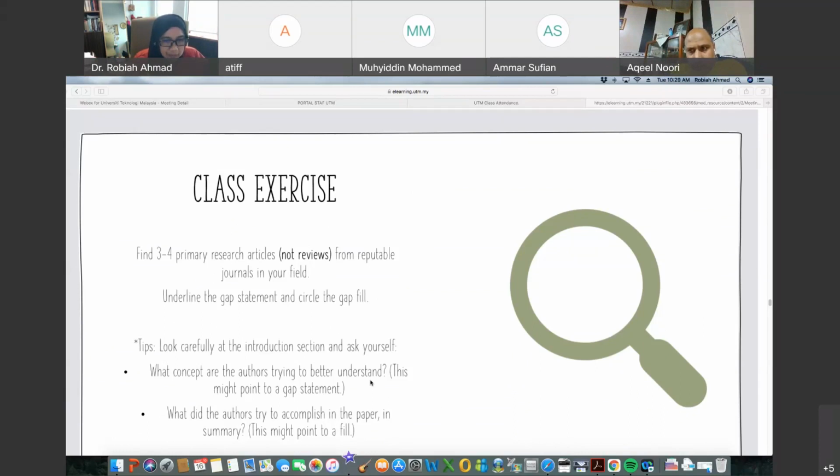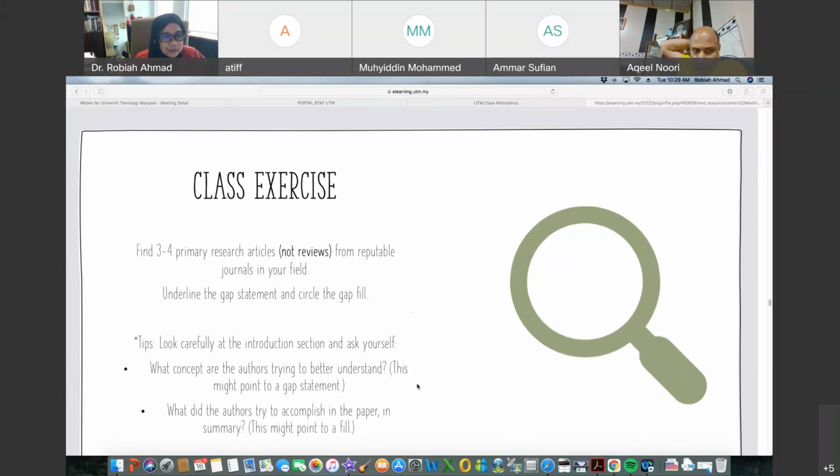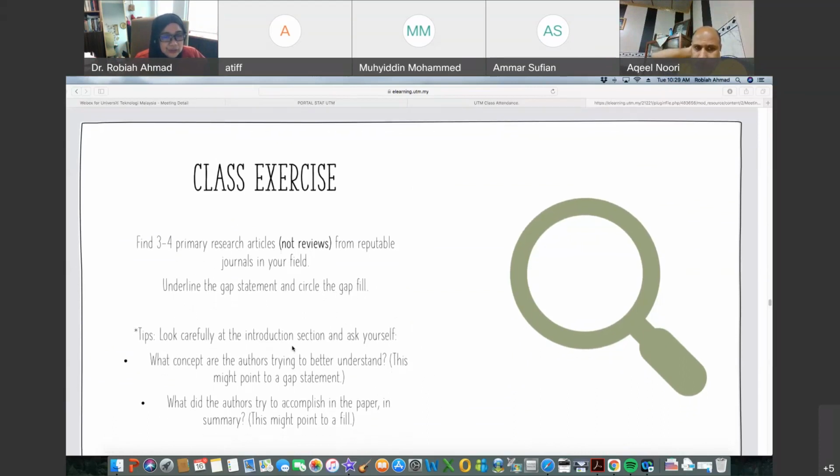Underline the gap, not circle, but maybe underline the gap like just now, and italic the field. Underline the gap, italic the field. Okay, so tips: usually it is in the introduction section of the paper.